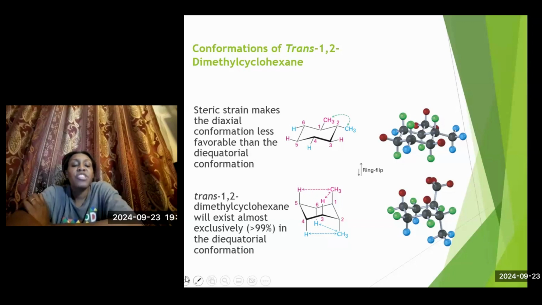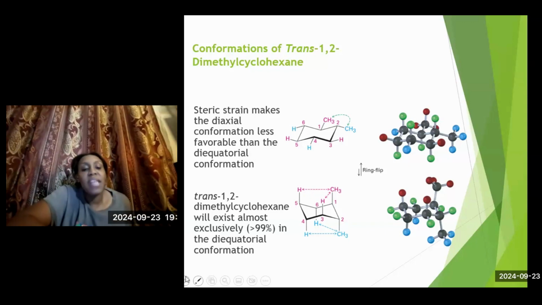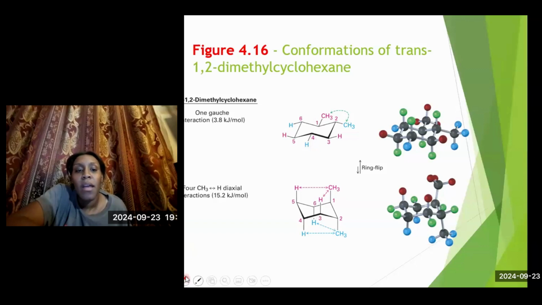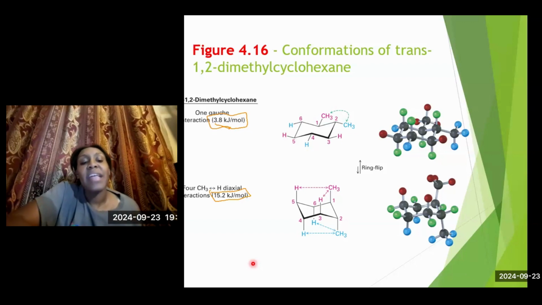Now, because of the steric strain, as I mentioned, the diaxial conformation is less favorable than the diequatorial conformation. So trans-1,2-dimethylcyclohexane will most likely exist more than 99% in the diequatorial conformation, making the diaxial conformation almost non-existent. If we look at this, because of the gauche interaction, you have 3.8 kilojoules per mole for the diequatorial. However, with the ring flip, you have a whopping 15.2 kilojoules per mole. And that is definitely a big difference in energy.